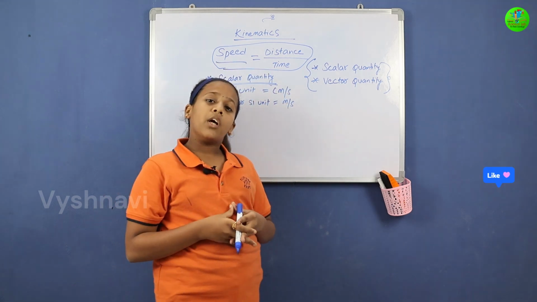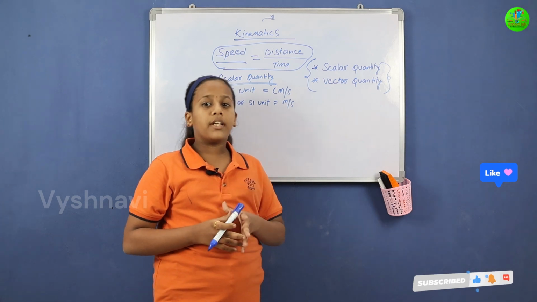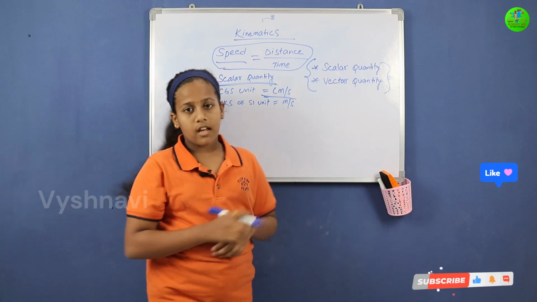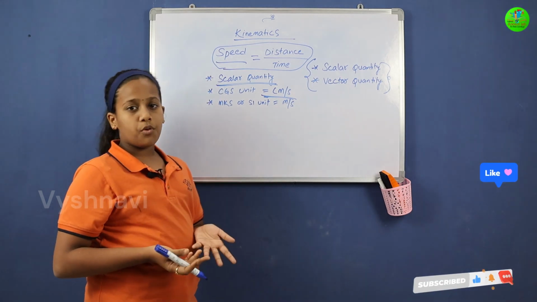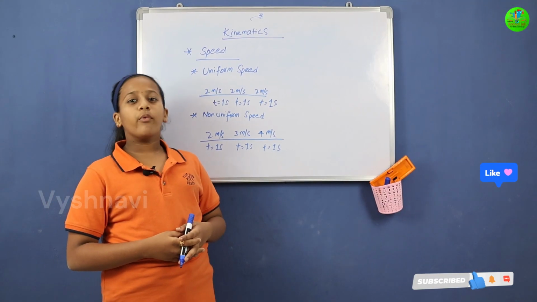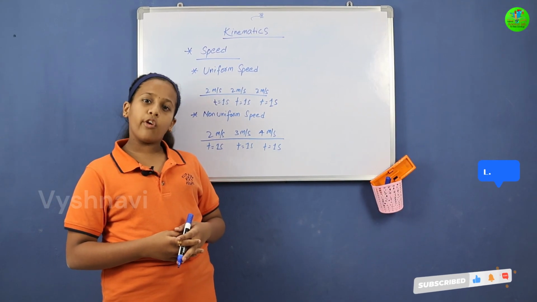What is the unit of speed in CGS? Centimeter per second. And in MKS and SI units? Meter per second. In speed we have two types: uniform and non-uniform speed.